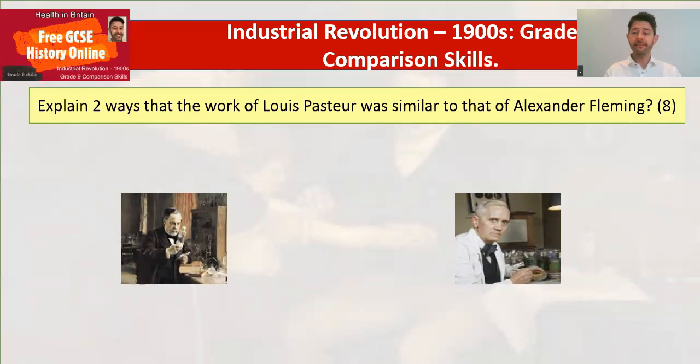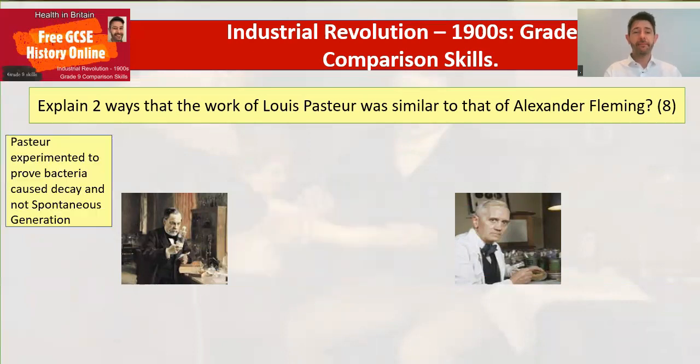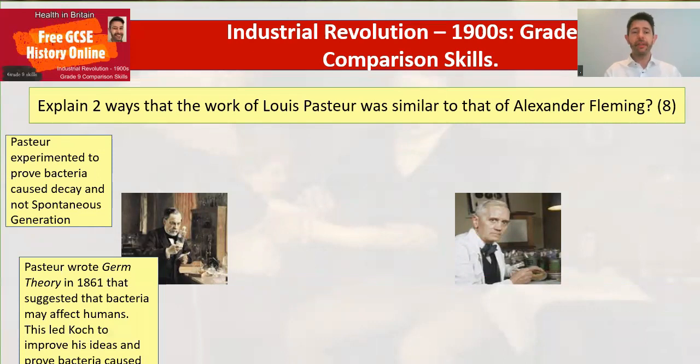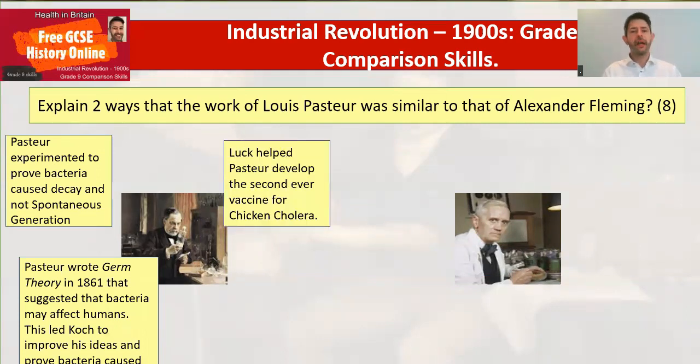Right, so here's my ideas. So Pasteur then, he experimented to prove bacteria cause decay and not spontaneous generation. Pasteur wrote germ theory in 1861, which suggests that bacteria may cause disease for humans. This led to Koch's discoveries, of course, that bacteria cause disease. Luck helped Pasteur develop the second level vaccine for chicken cholera.